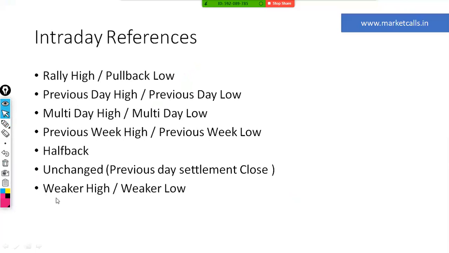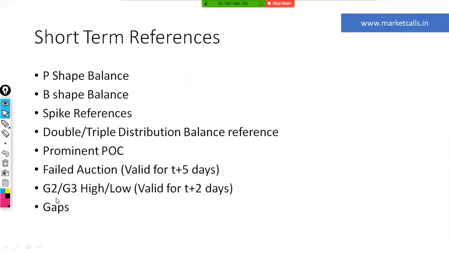Likewise, we also classified short-term references, which tomorrow we are going to have a deeper section on, where we have different sections: P-shaped balance, B-shaped balance, spike references, double distribution or triple distribution references. Prominent point of control is a short-term reference. It's not an intraday reference. It's a short-term reference. And something like a failed auction, this reference is also a short-term reference, but it is valid only for T+5 days.